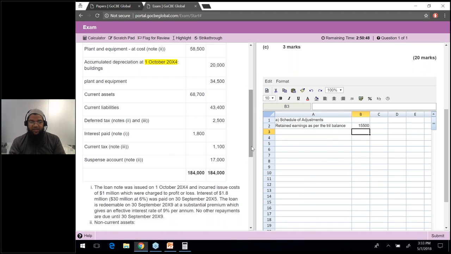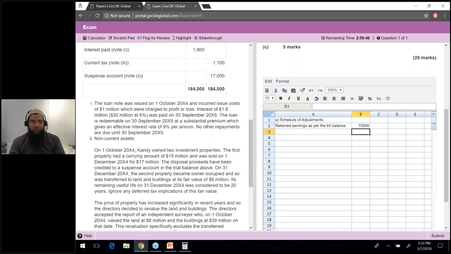Okay, now we are reading the adjustments. The question says that the loan note was issued on 1st October 2024 and incurred issue cost of $1 million, which means that the issue cost, the transaction cost, needs to be deducted from the loan notes. The question has mistakenly charged the issue cost to profit or loss.